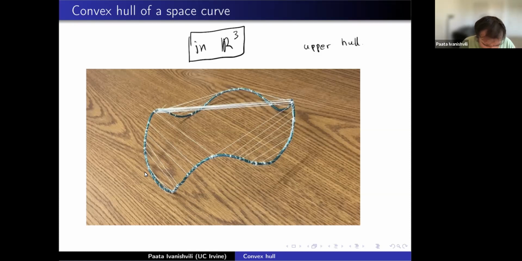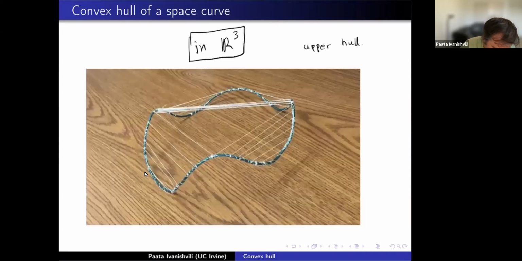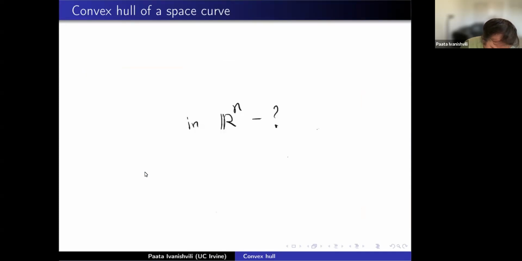And as I said, we have some machinery to find this in 3D, but we don't have anything at this moment for higher dimensions. The main question I want to talk about today is how the convex hull looks in higher dimensions. And as I said, I want to make some assumption to avoid complicated foliations. And there is one case.